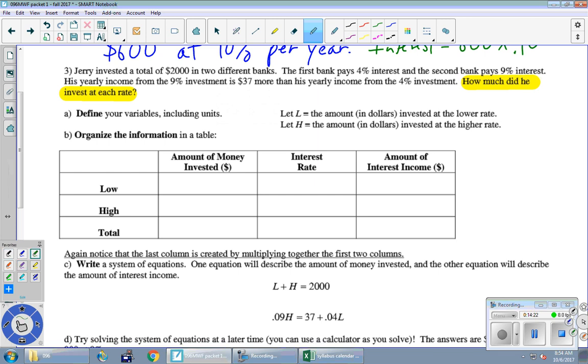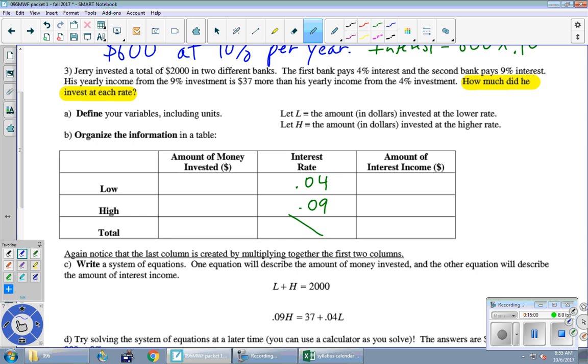Okay, first up, interest rate for low. This is just a number. What is it? It is 4%, but we're not going to put the number 4. What number are we putting? 0.04. The decimal point 2 places. And then right below that, the high interest rate is 9%, so that's 0.09. And then the total, it's 0.13, but that doesn't have any meaning in this problem. I'll cross it off.